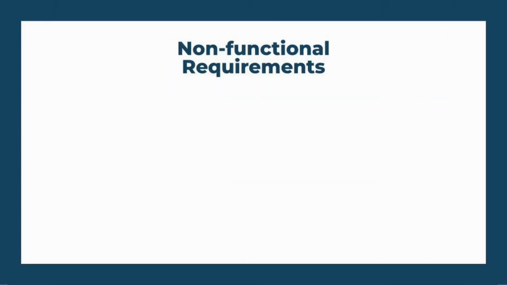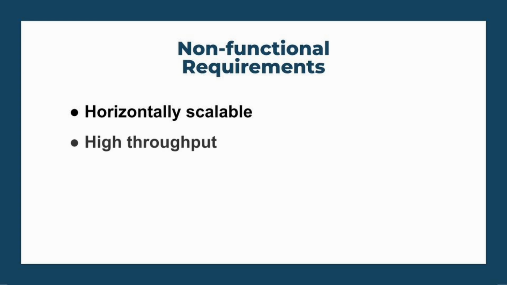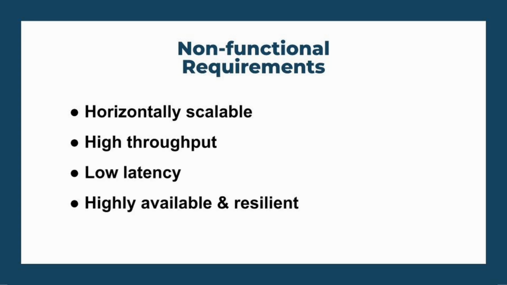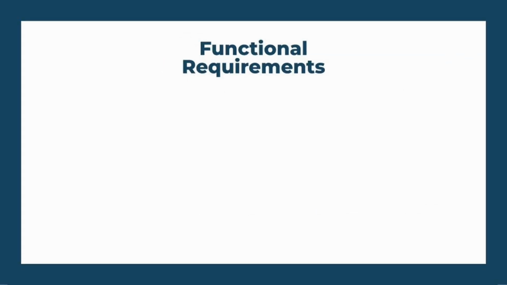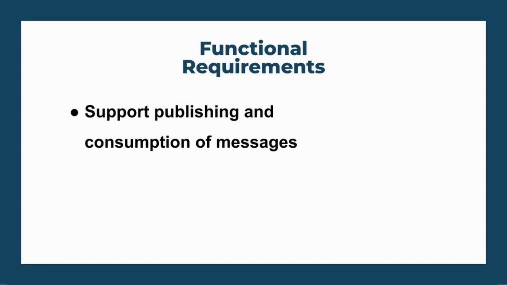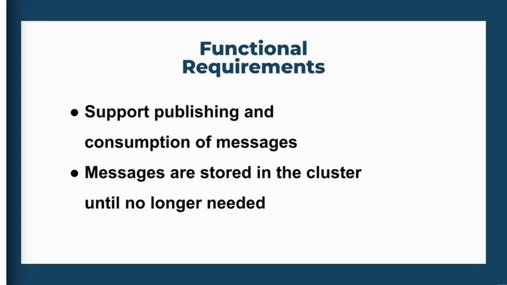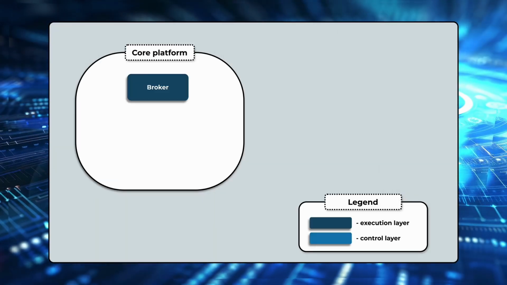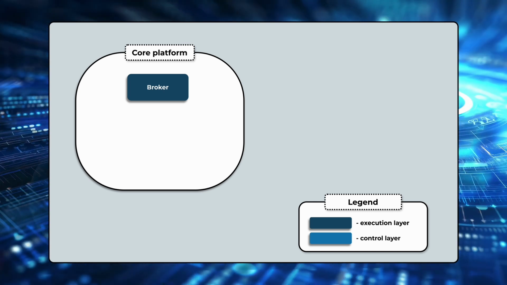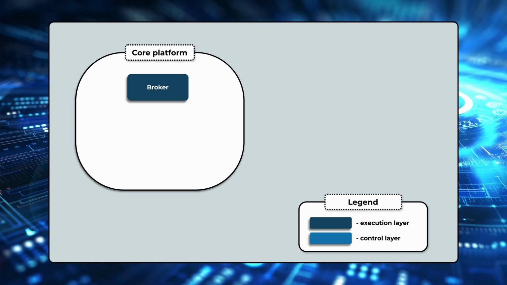The requirements: it needed to be horizontally scalable, optimized for massive throughput and low latency. It also needed to be highly available and resilient. The core functionality of this system would be to allow publishing and consumption of messages that would be stored in a cluster in a durable manner, and only removed after they are no longer needed. This is how Apache Kafka was born. Its creation gave rise to the whole field of data streaming as we know it today.